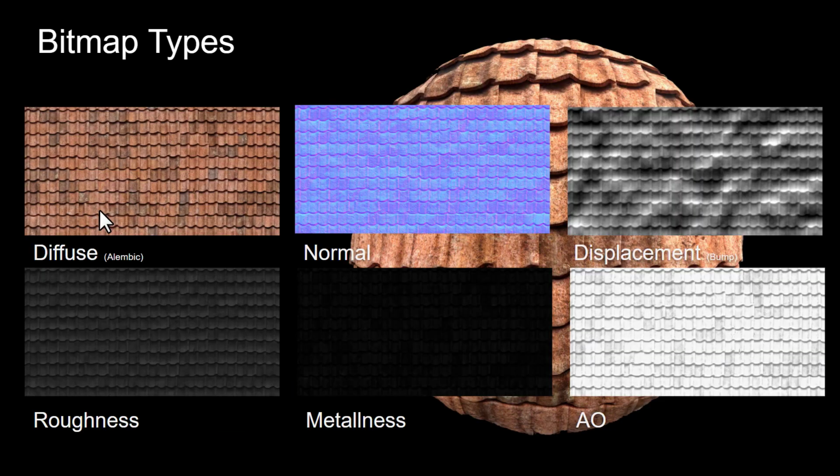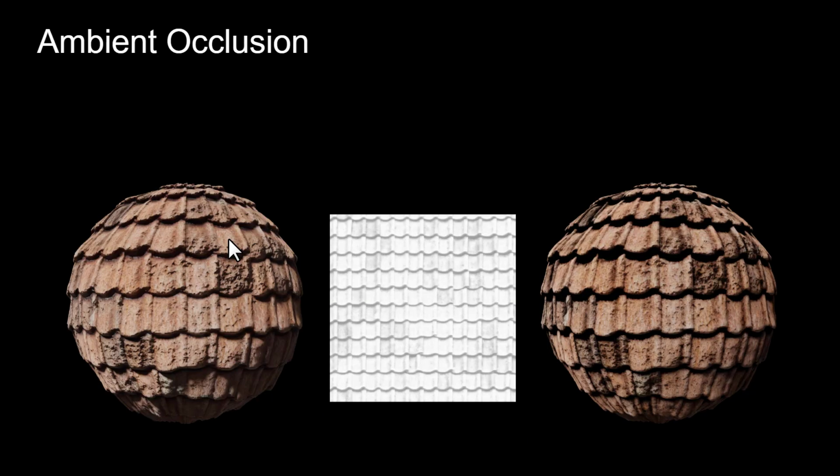The next grayscale map is an ambient occlusion or AO map. Ambient occlusion maps allow you to add false shadows in the interior small corners of your material.